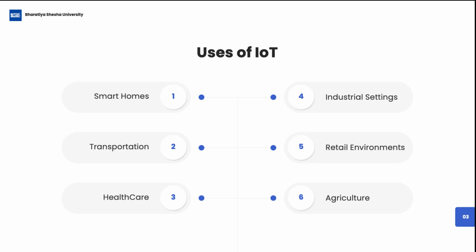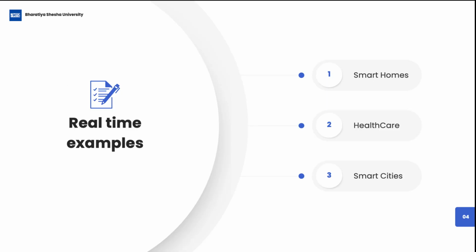If we talk about retail environments, IoT devices are widely used in shopping centers. IoT devices play a major role in agriculture as well. Monitoring soil moisture, weather conditions, crop growth, and optimizing fertilization and pest control can be done with IoT devices. Let's take some real life examples of IoT devices.